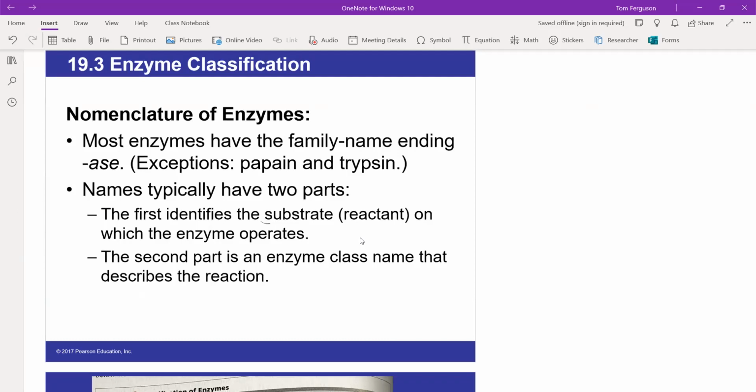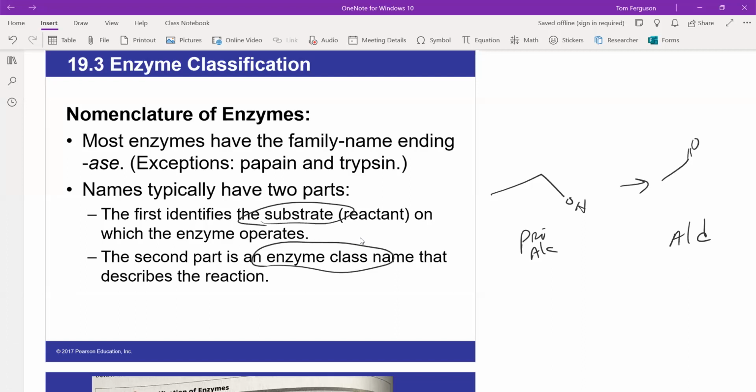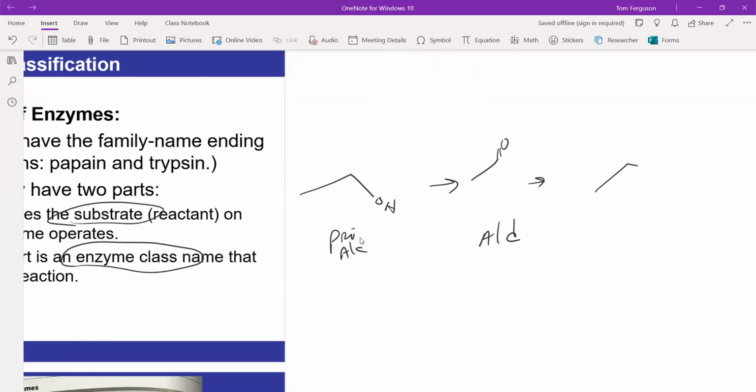There's two parts. One lists the substrate, and the second part lists the enzyme class. So the substrate is what are we working on? For example, if we're working on ethanol, and we're oxidizing ethanol. So remember, ethanol looks like that. It's a primary alcohol, easily oxidized to an aldehyde. And that's easily oxidized to the acid.